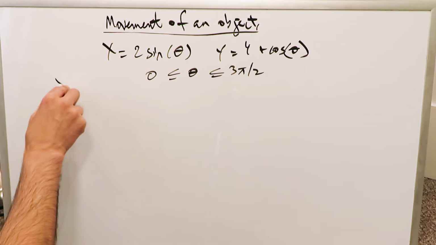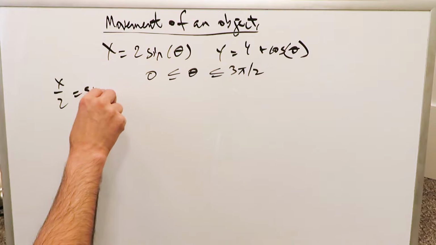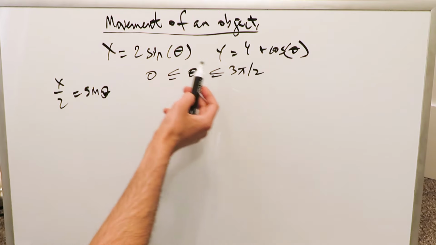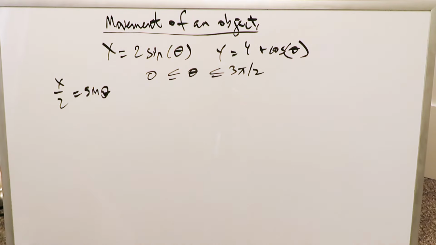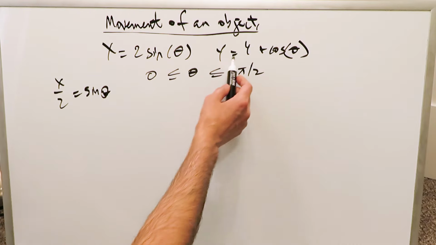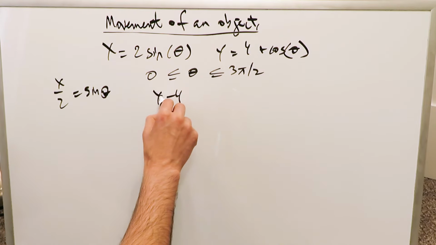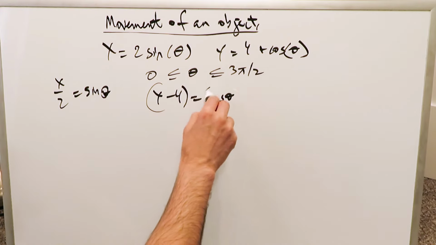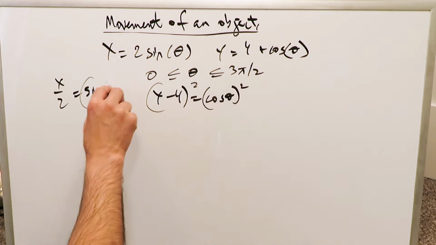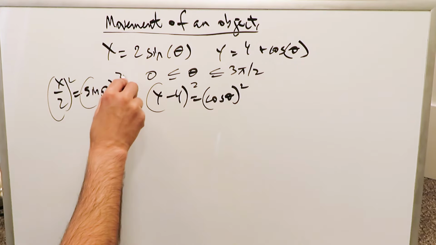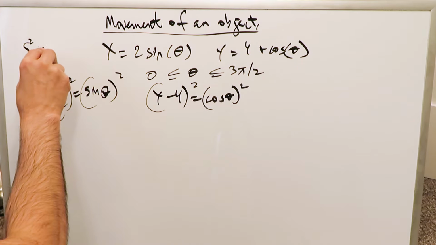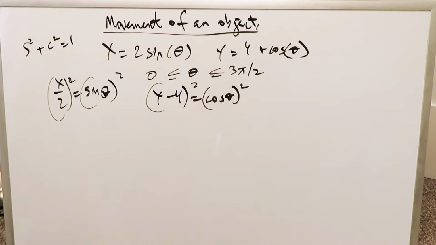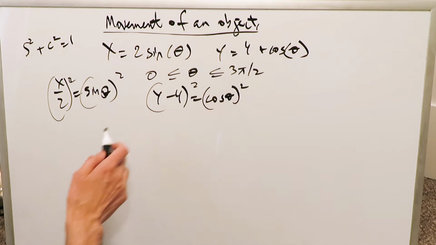When I'm looking at this, I have x over 2 is equal to sine theta. Originally, we have x is equal to 2 sine theta and y is equal to 4 plus cosine theta. I bring the 4 to the other side: y minus 4 is equal to cosine theta. I square everything over here. Why did I square? Because I'm seeing sines and cosines, and when I square them, I get this identity: sine squared plus cosine squared is equal to 1. You know that trigonometric identity. When I square everything, it helps me eliminate the parameter, theta.